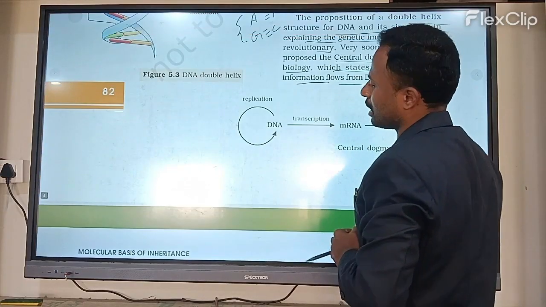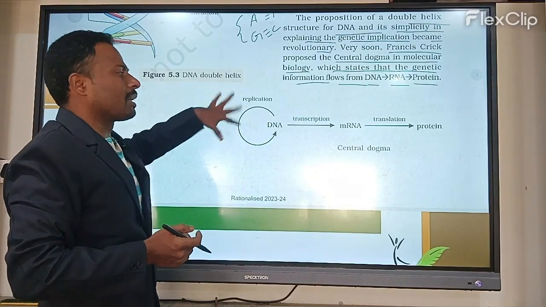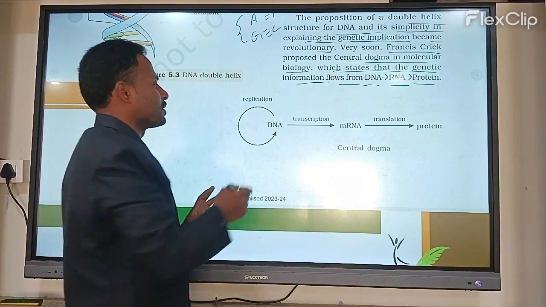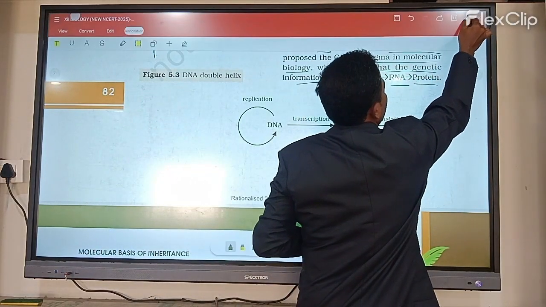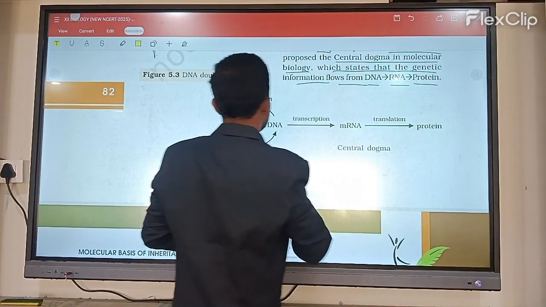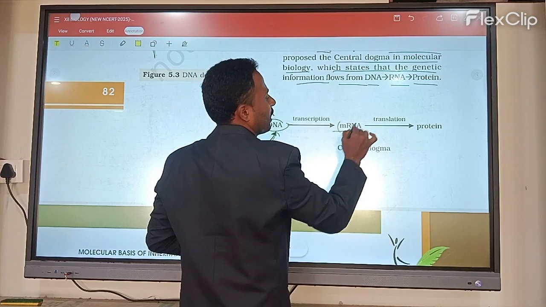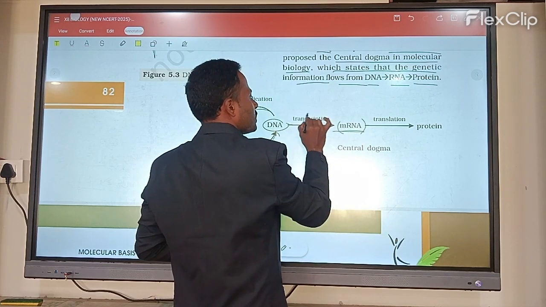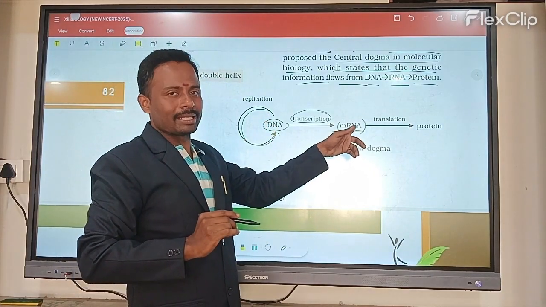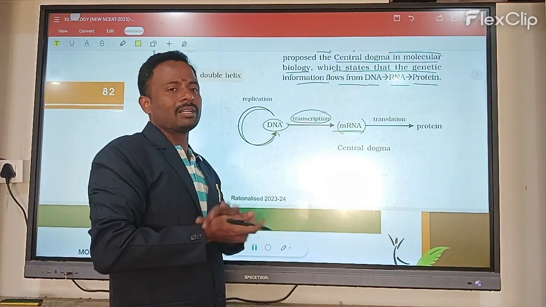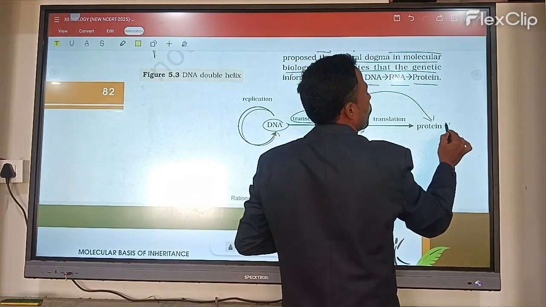Here, what is the central dogma of molecular biology? It means how replication takes place. First the DNA replicates. After the DNA replication takes place, what happens? Here is the DNA replication, and the DNA is used to form mRNA. This total process is called transcription. DNA is converted into mRNA. This process is called what? The transcription process. And then this mRNA is converted into protein.